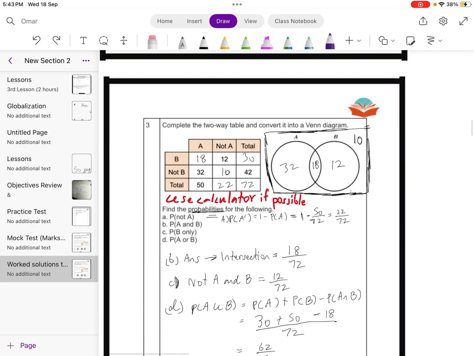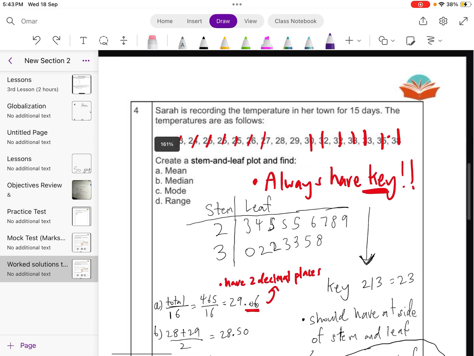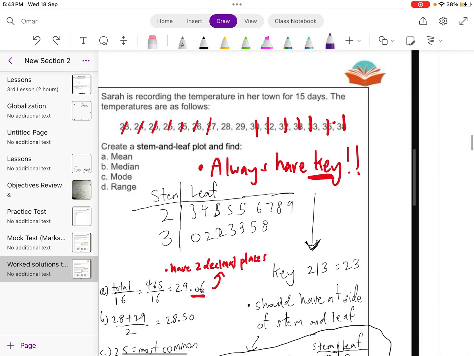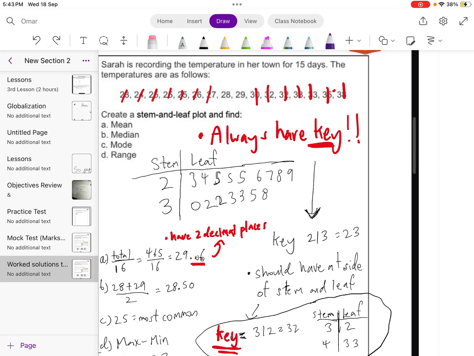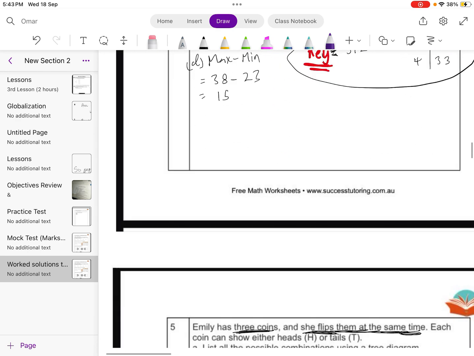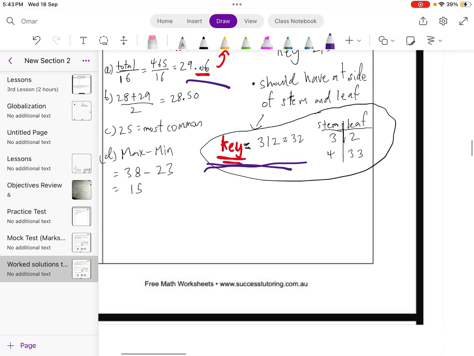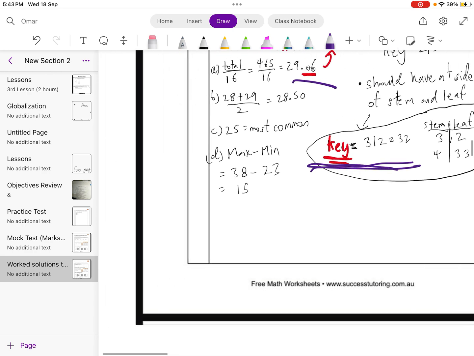Also use a calculator all the time, whenever you can. And for the stem and leaf, always have a key, okay? So here the key would be 2 line 3 equals 23. You can see here, like that. Also 2 decimal places. And make sure to have a key again. Look at the example here. That's what a key means.